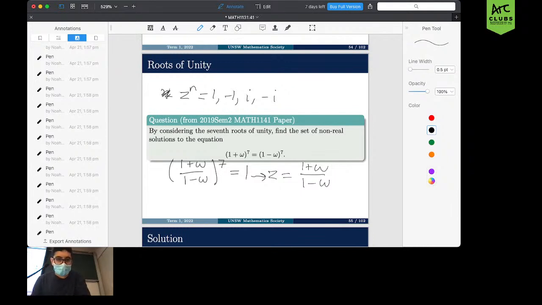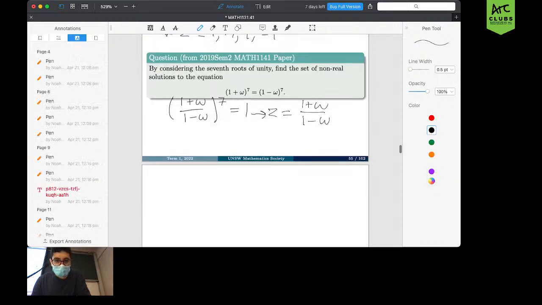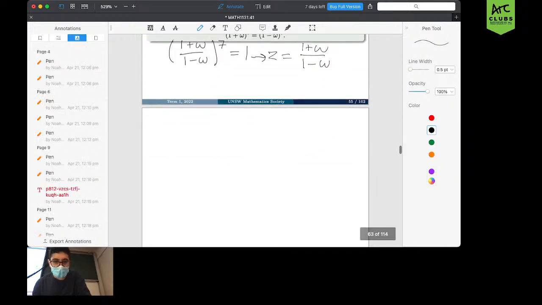So I'm going to add a blank page. Okay. So now we're just solving z to the 7 is equal to 1. Well, how do we usually do this for roots of unity questions? Well, we let z equal r times e to the i theta in polar form, where r is the modulus and theta is the argument.